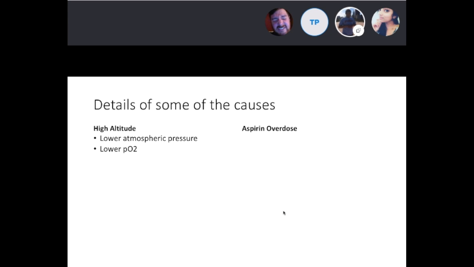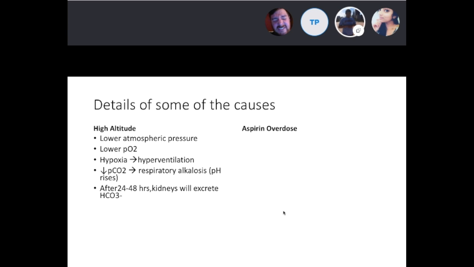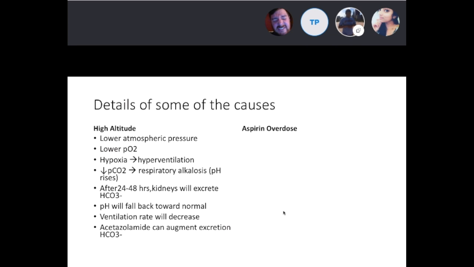Those are some examples, and I'm going to go through the last two in more detail. At high altitude, you have a low atmospheric pressure, low PO2, so it causes hypoxia, and that causes you to hyperventilate, which will decrease your PCO2 and cause a respiratory alkalosis. Your pH will rise, and after 24 to 48 hours, the kidneys will excrete bicarb, and your pH will fall back to normal. The ventilation rate at that point will also decrease, and you can give acetazolamide to augment the excretion of bicarb. So strictly in high altitude situations, that's the pathophysiology behind it.